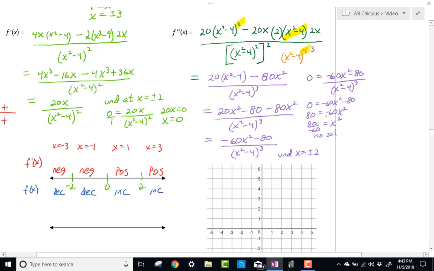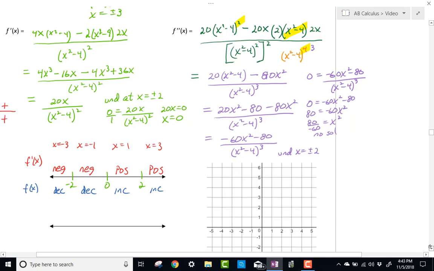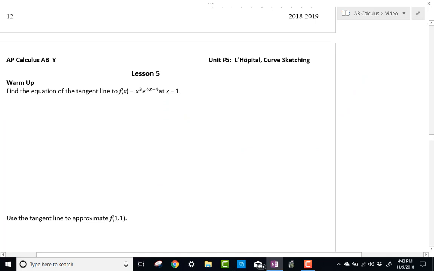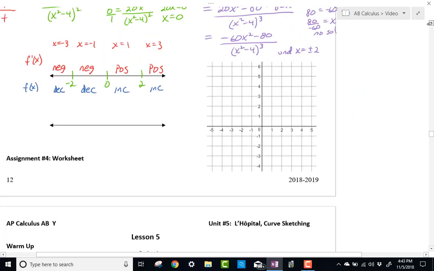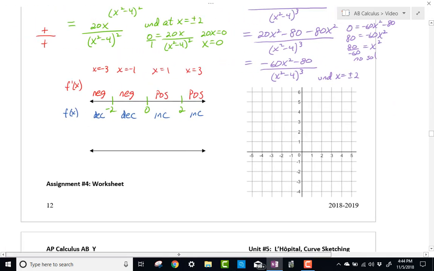All right? So I have two values that are undefined, x equals positive and negative 2. So those are my critical numbers. Let's go back up here. So I do have some critical numbers. So we'll go back over to our graph here, negative 2 and positive 2. So we're going to have to test some values again.